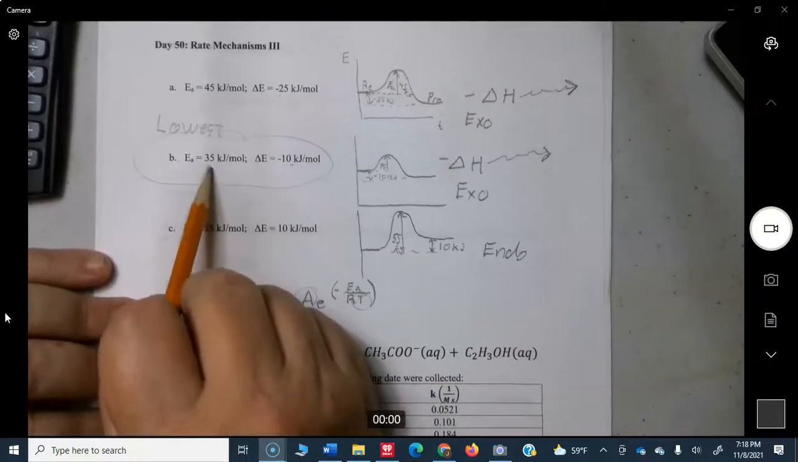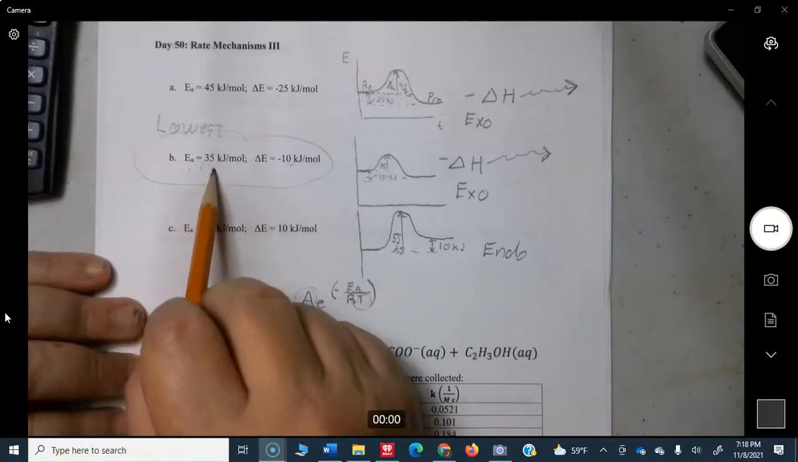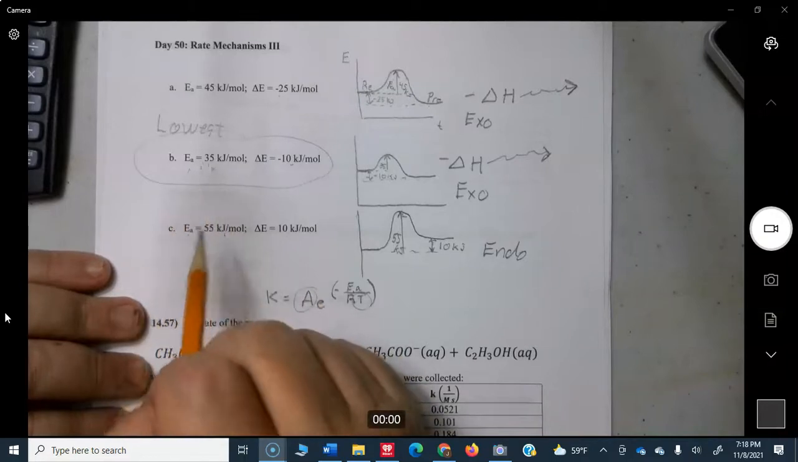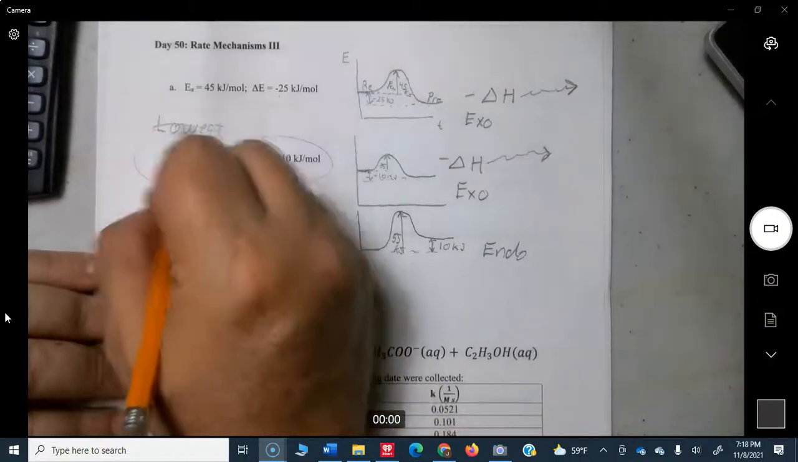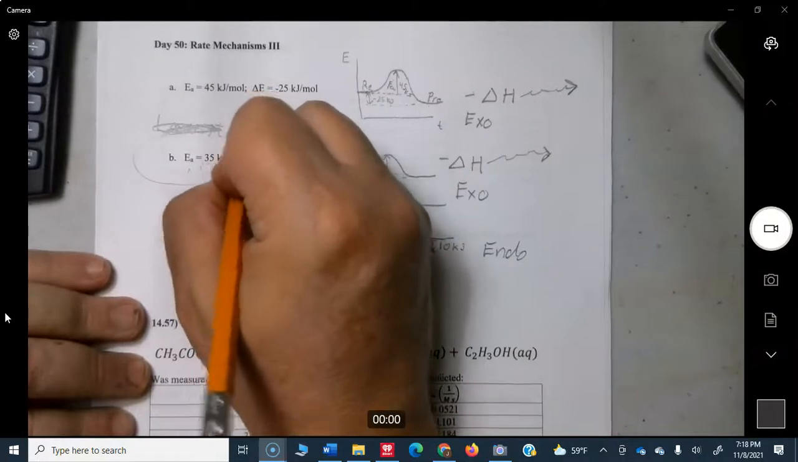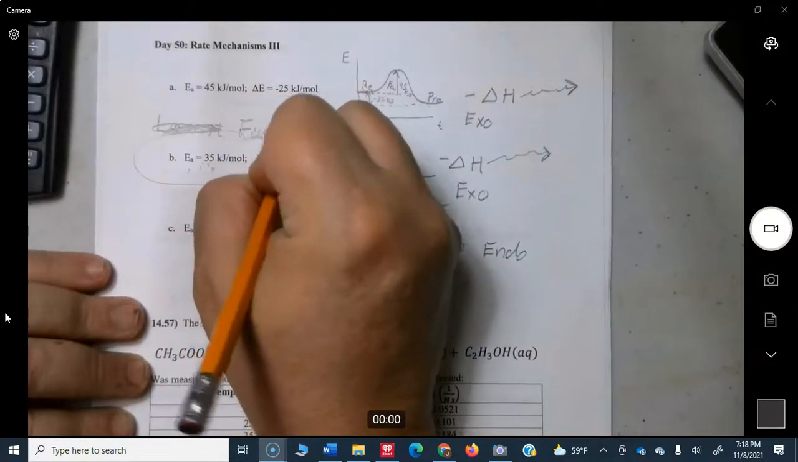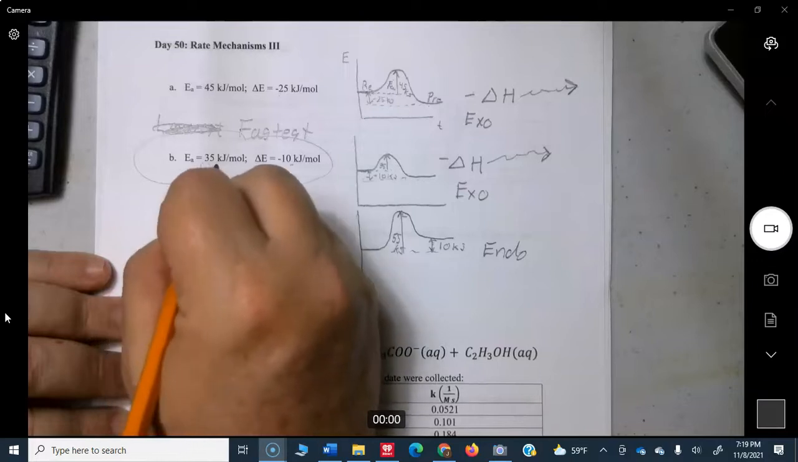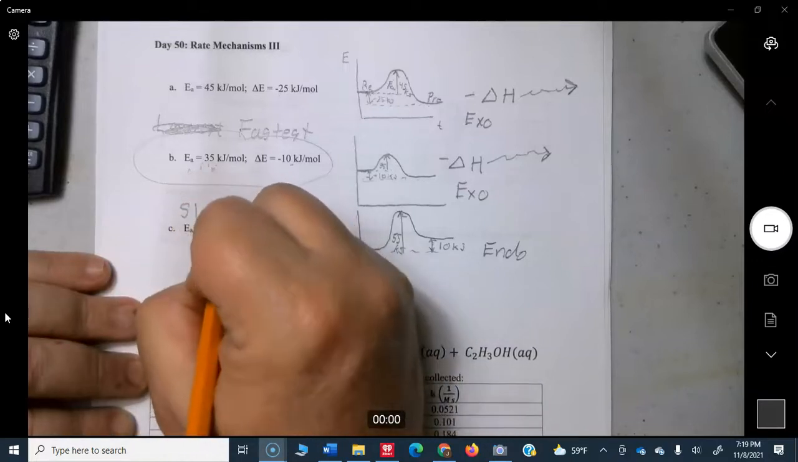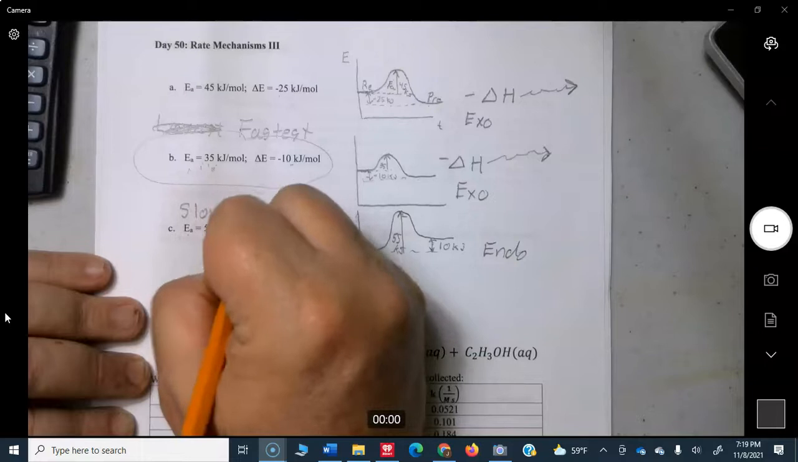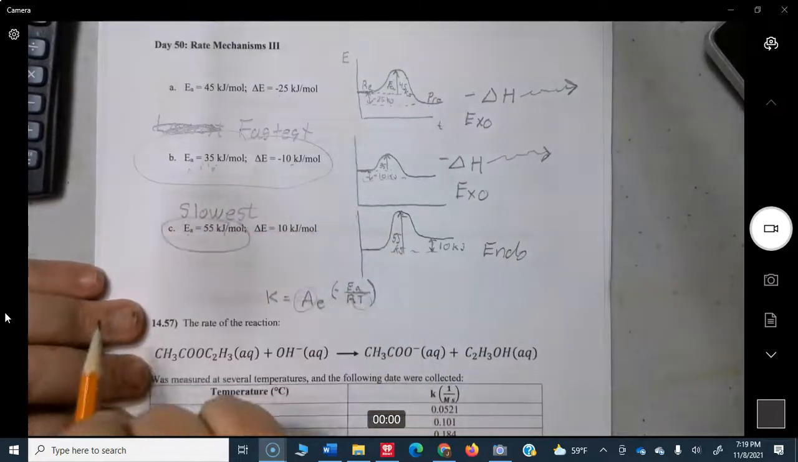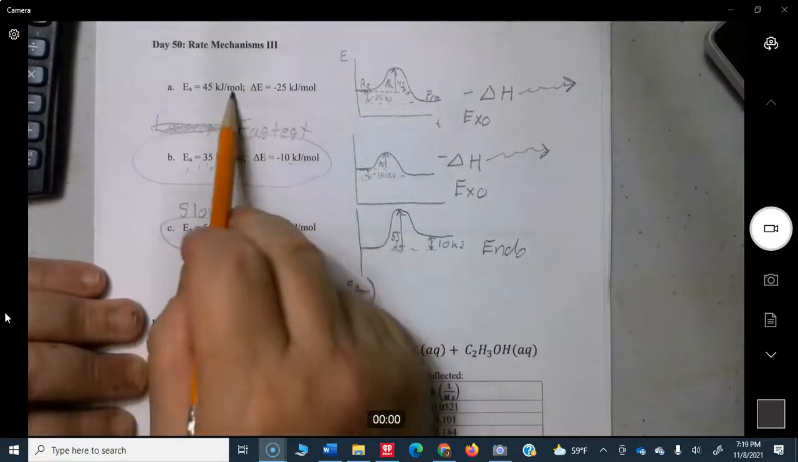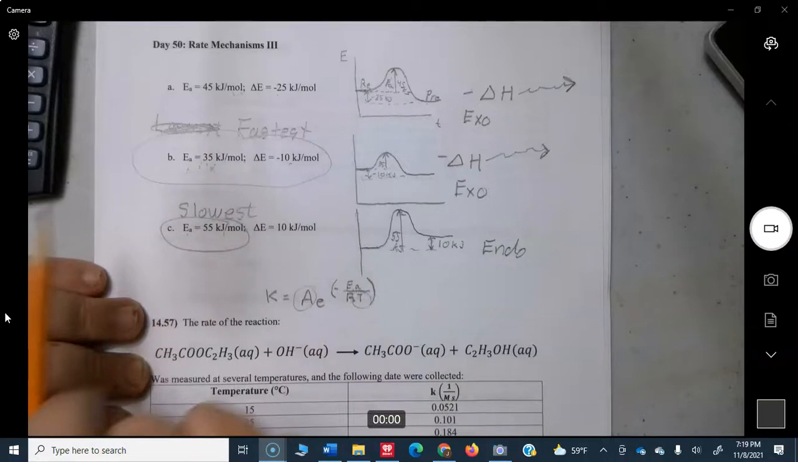So this one is going to be the fastest because it has the lowest activation energy. This one is going to be the, let me change that. I'm sorry, I should have said fastest. And this one is going to be the slowest. It had the lowest activation energy is what I meant, but it's the fastest reaction because of that. This one's the slowest because it has the highest activation energy, and this one is in between. So that's the answer to that question.